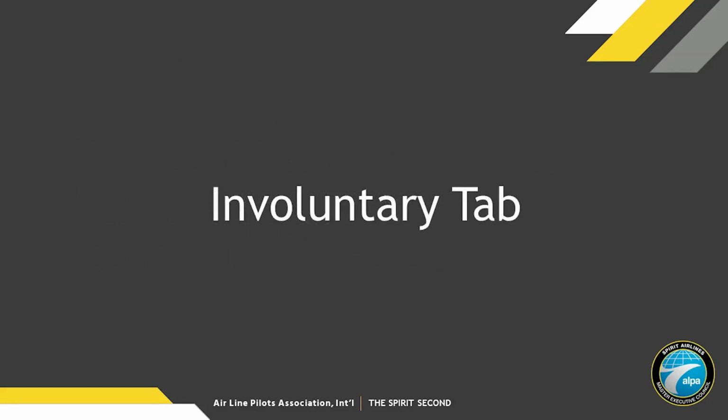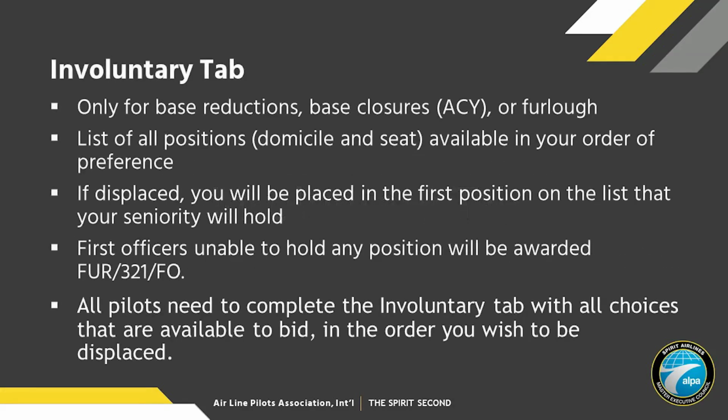Involuntary tab. The Involuntary tab is only for base reductions, base closures, ACY, or furlough. This tab should always be filled out by every Spirit pilot. The Involuntary tab is simply a list of all the positions, domicile and seat, available in your order of preference. If the base and seat you're currently in is where you want to stay, it should be first on the list.